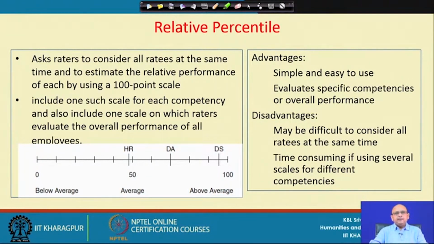For each competency you have one scale, and you are going to rate or evaluate the overall performance on that competency. It is good to use, and for each competency you are going to have one scale on which it is measured. But it would be difficult to consider all ratees at the same time, because if 3-4 people are there, then you can rate them, but suppose there are 100 people for whom you are going to rate each competency, then it is a very cumbersome job and very time consuming also, and for each competency you are going to have different scales.